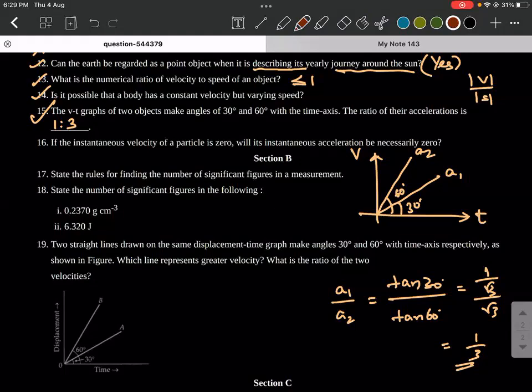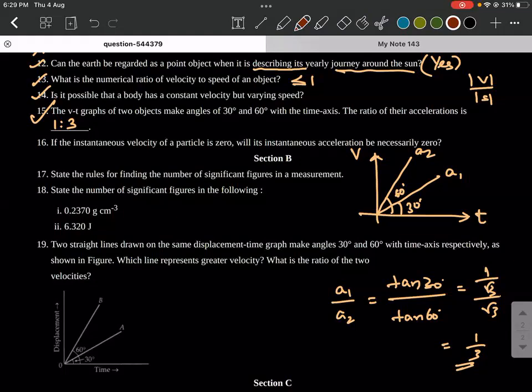16th one, what is the answer? Let them complete. If the instantaneous velocity of a particle is zero, is the instantaneous acceleration necessarily zero? Whatever answer you give, give me a valid reason for it.